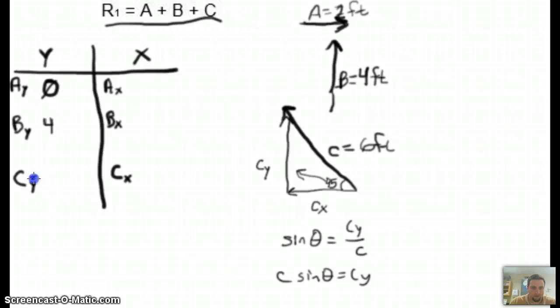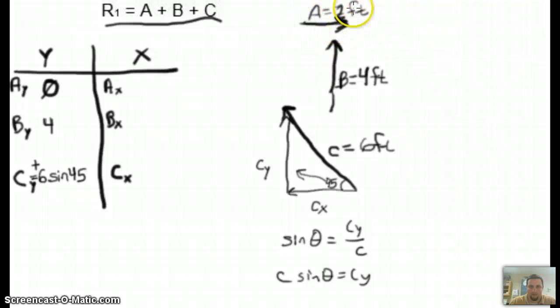Okay. So C sub y is going to be equal to C, which is 6, sine of theta, which is 45. Okay, 6 sine of 45, and it's going straight up, so that'll be a positive. Let's just make that a positive to remind us. So this is the y component of A, y component of B, and then y component of C.